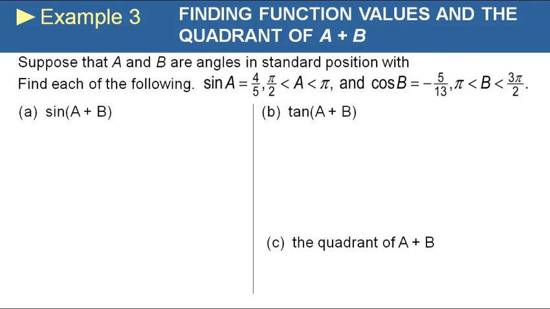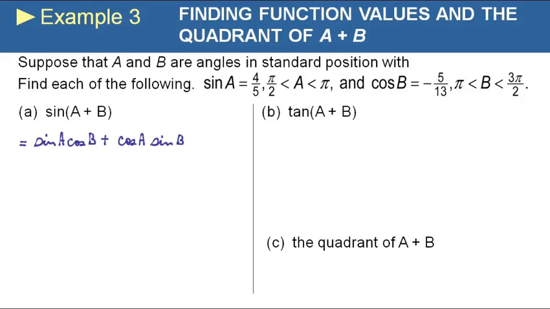Okay, this one says, suppose that A and B are angles in standard position. Find each of the following. Sine of A equals 4/5, and A is in quadrant 2. Cosine B equals negative 5 over 13, and B is in quadrant 3. So first we want to find sine of A plus B. We'll just use our identity.